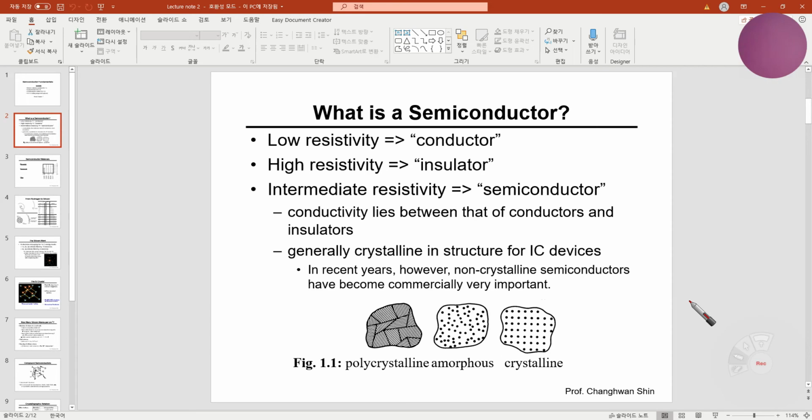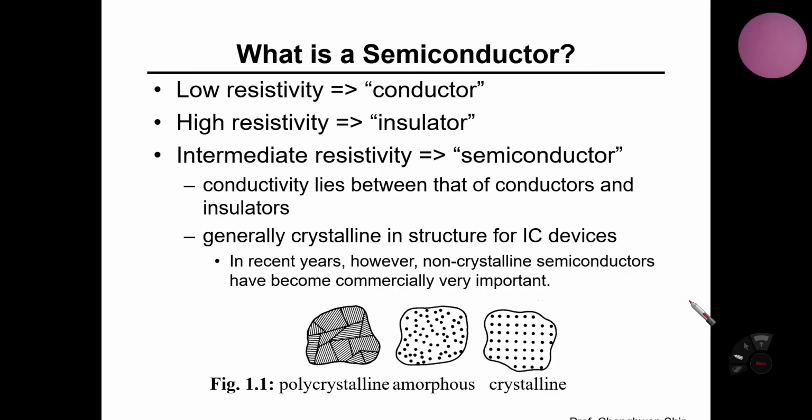The first one was what is a semiconductor? In terms of resistivity, which has the unit of ohm times centimeter, the semiconductor's resistivity or conductivity lies in between the resistivity or conductivity of conductors and insulators. So I have taught you the exact number for resistivity for conductor, insulator, and semiconductor.